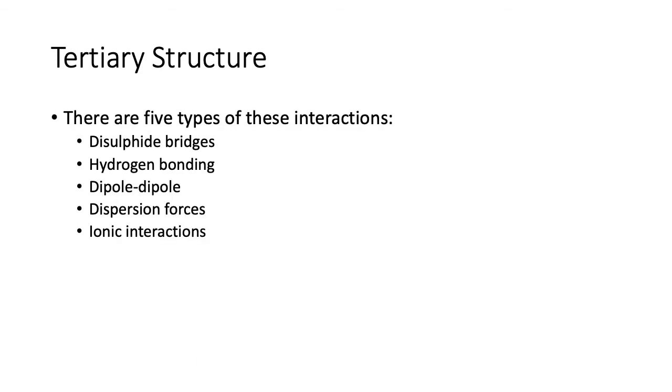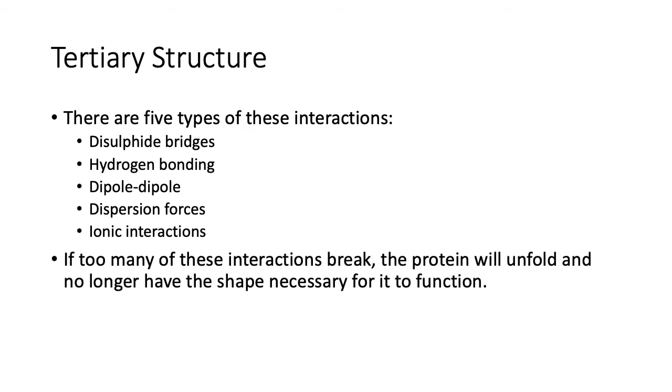Let's have a look at five types of these interactions: disulfide bridges, hydrogen bonding, dipole-dipole, there's not actually much on dipole-dipole, and then dispersion forces and ionic interactions. If too many of these interactions break, because remember, the only reason why it's in that shape is because it's being held together by these interactions, the protein will unfold and will no longer have the shape necessary to function, because it's about the shape that it functions.